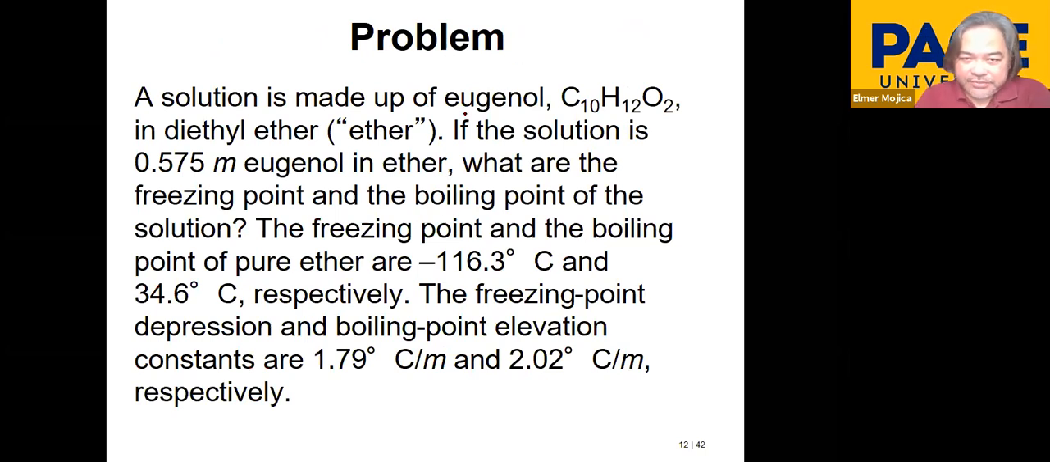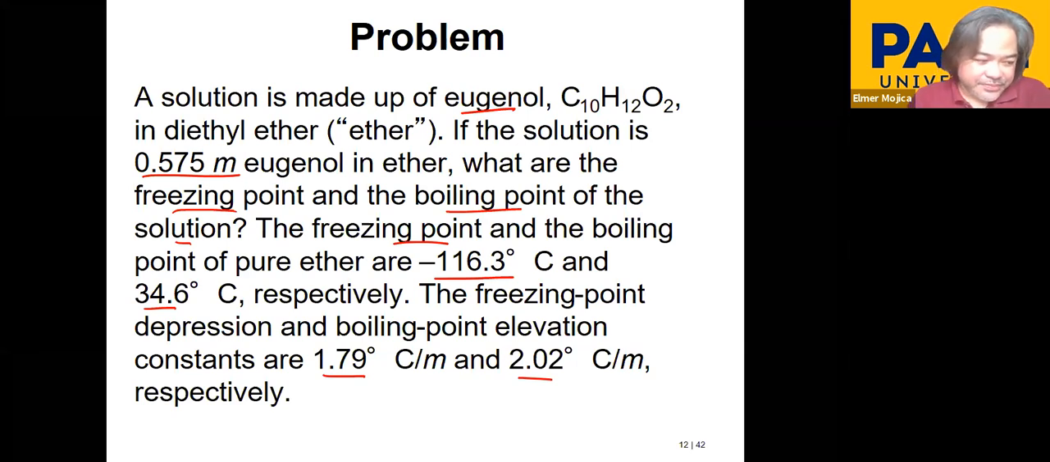So we still have this eugenol, but in this case it says, if the solution is 0.575 molal, what are the freezing point and the boiling point of the solution? The freezing point and the boiling point of pure ether are negative 116.3 and 34.6 degrees Celsius respectively. The freezing point depression and boiling point elevation constants are 1.79 and 2.02 degrees Celsius per molal respectively.